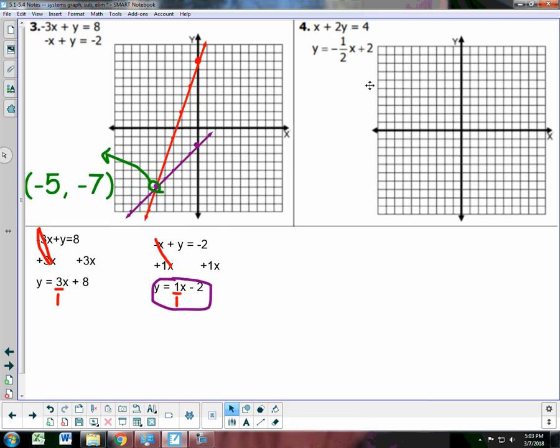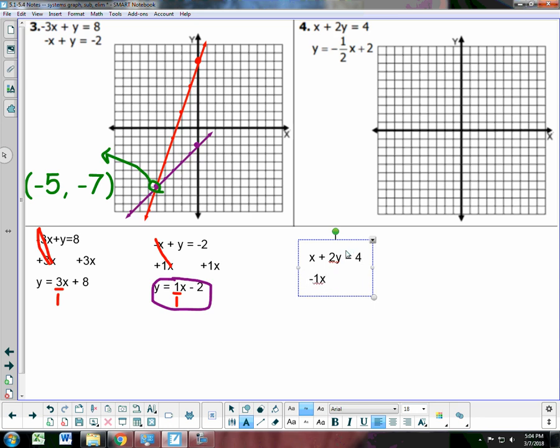Okay, number 4. So first, let's write out that top equation, x plus 2y equals 4. We want to get that y by itself, so first let's subtract x over, and I'm going to subtract it as a 1x, subtract 1x from both sides.